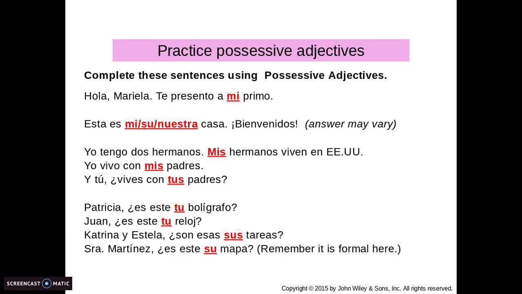Señora Martinez, ¿es este su mapa? We're using the formal form here, so ¿es este su mapa? Is this your mapa? Usando la forma formal.